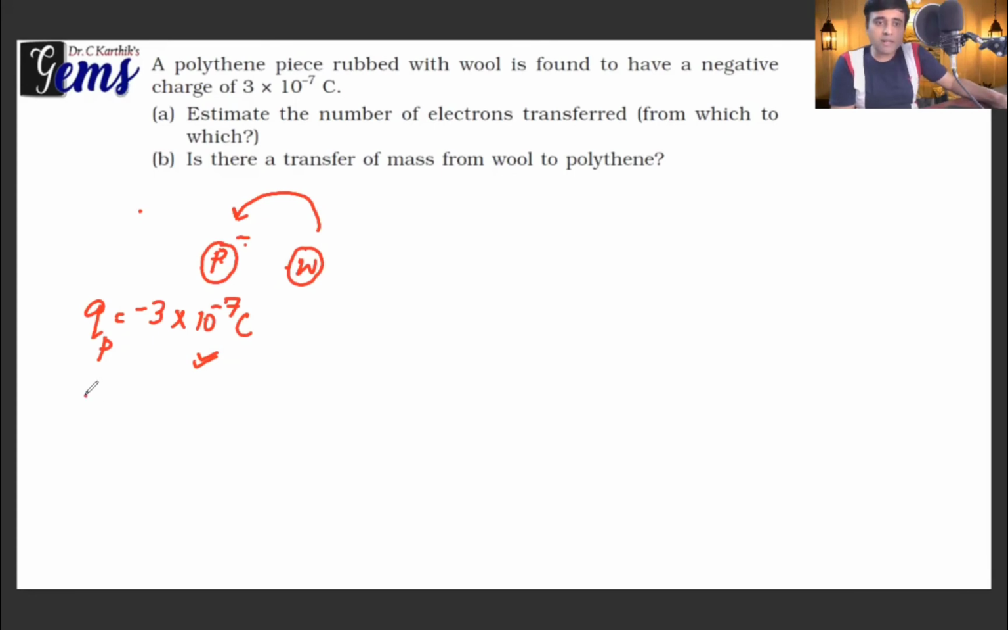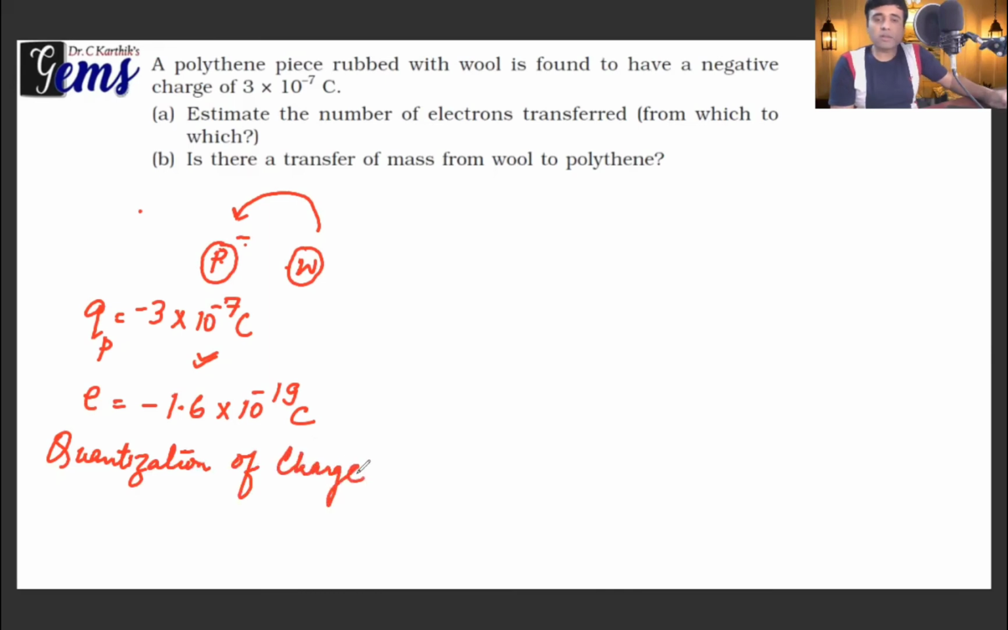What is the fundamental electronic charge for one electron? So you can write minus 1.6 into 10 raised to power minus 19 coulomb. So how can we find out how many electrons have been transferred? We have to use here quantization of charge. So what does quantization of charge indicate? That Q will be equal to plus minus ne. The total charge acquired will be equal to plus minus ne.